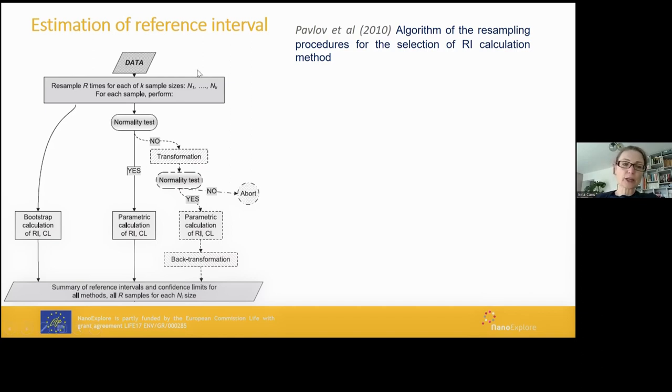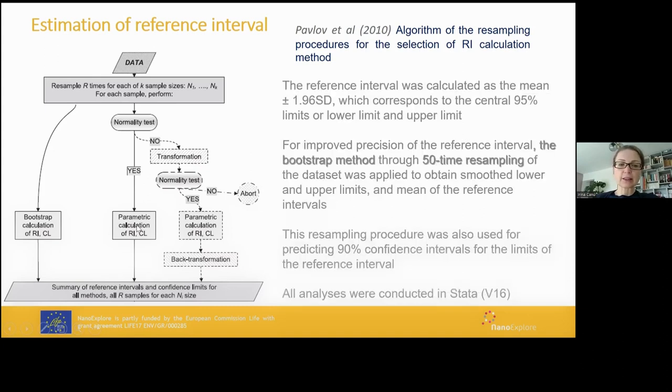So you saw that we had a pretty normal distribution after treating the outliers. However, we decided to apply the bootstrap method after 50 times resampling our data set to have smooth and precise limits of our interval. And we also applied the same bootstrap procedure to establish the 90% confidence interval for every limit of the reference interval, which is confirmed with the guidelines that I presented before.